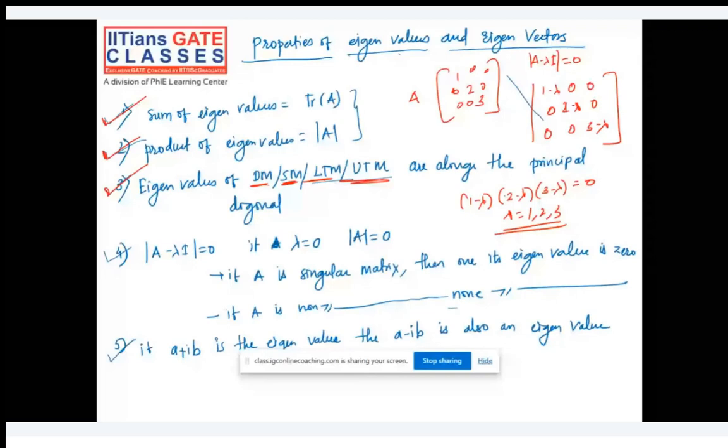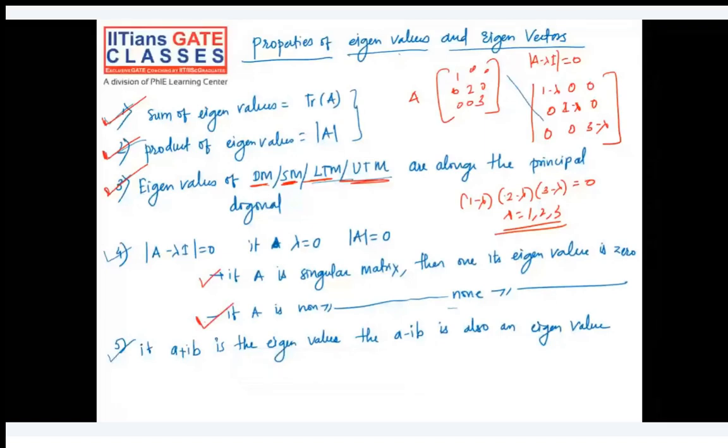That is, if A is a singular matrix, then one of its eigenvalues is zero. And if A is a non-singular matrix, then none of the eigenvalues is zero because your determinant is not equal to zero in that case. So product of eigenvalues should not be equal to zero. I hope you understood number four.